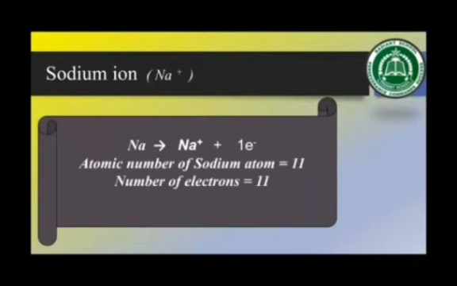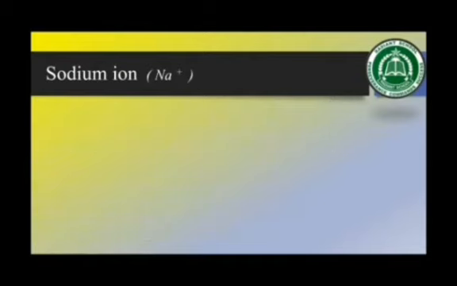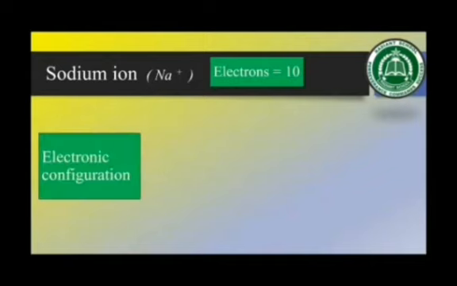But we are dealing with the sodium ion. So electrons in the sodium ion will be 11 minus 1. Minus 1, why? Because it loses 1 electron. So now it has 10 electrons. So we will do the electronic configuration of 10 electrons, not 11, because the sodium ion has 10 electrons.